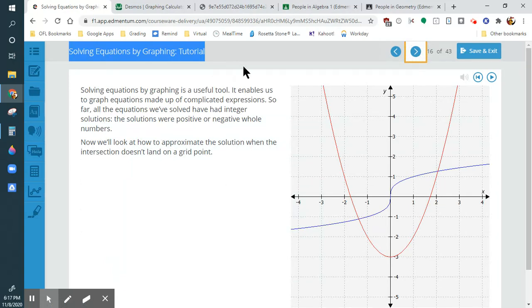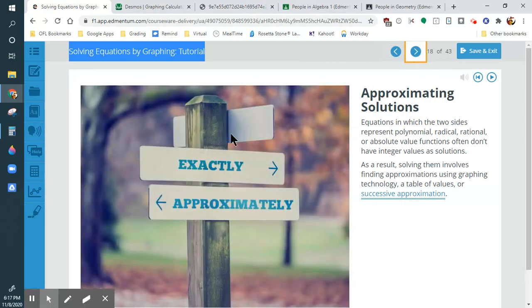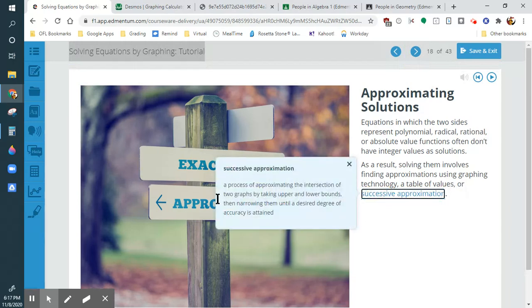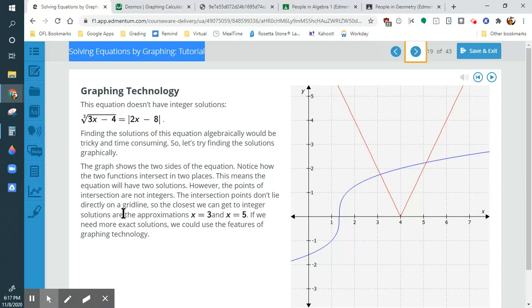All right, so solving this. This is when graphing calculators obviously become a lot more useful. We're going to start talking about approximating our solutions. That's basically when we're dealing with fractions, successive approximations. This is the idea that we keep using a fraction, and we keep getting closer and closer and closer to the answer, hopefully. So here is a good example of when we're going to use approximation.